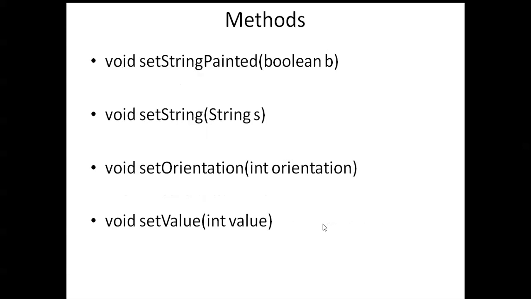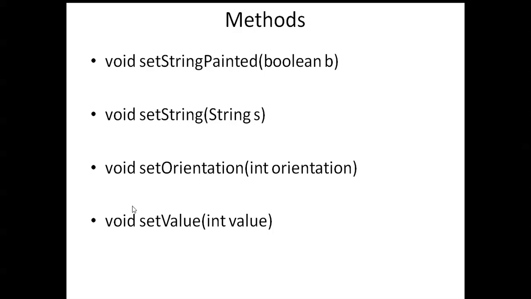Now this JProgressBar class defines methods like void setStringPainted(boolean b). This method is used to determine whether the string value is displayed or not. If this boolean b is equal to true, then we can display the string value or the current value of the progress bar. Then void setString(String s). This method is used to set the string s for the progress bar.